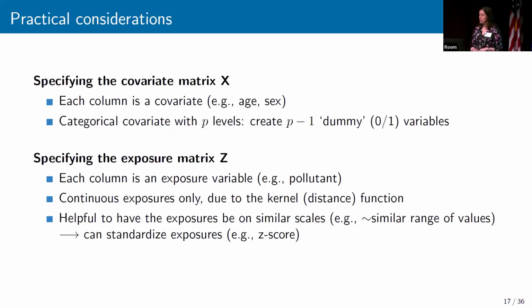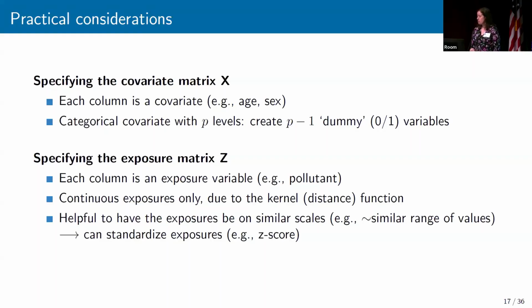So for some practical considerations when you're using the software, when you specify the covariate matrix X, each column is a covariate. So for example, age or sex. You could add a quadratic term. For example, age squared would just be another column in your matrix. If you do have a categorical covariate, you would code that up as different dummy variables. So if you had a categorical variable with p levels, you would create p-1 dummy variables for the non-reference group categories. And if you need help with that, feel free to email me and I can give you example code for how to do that.